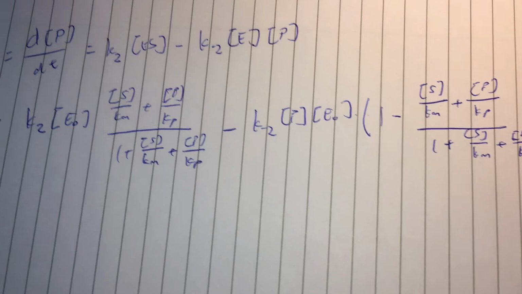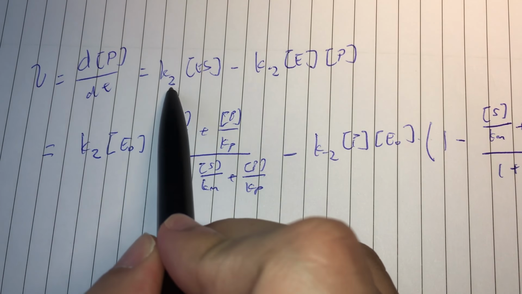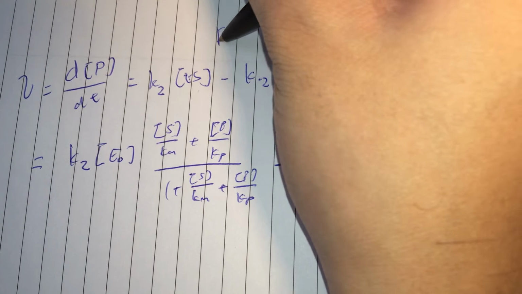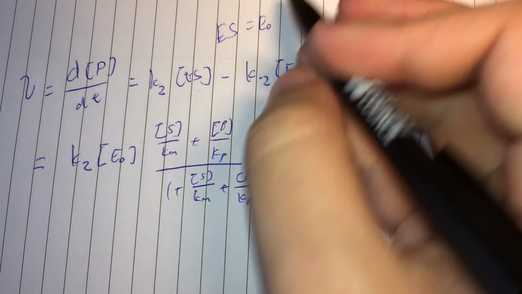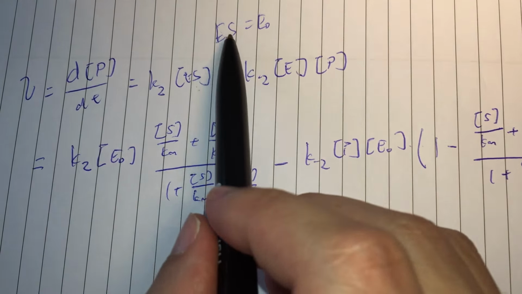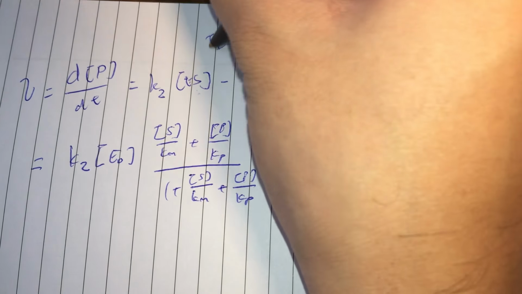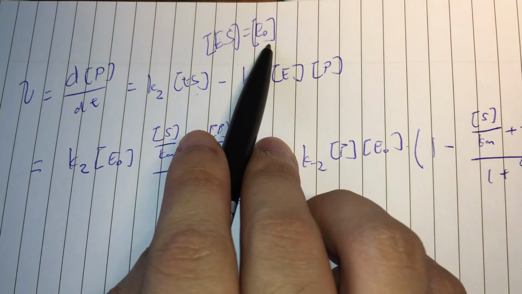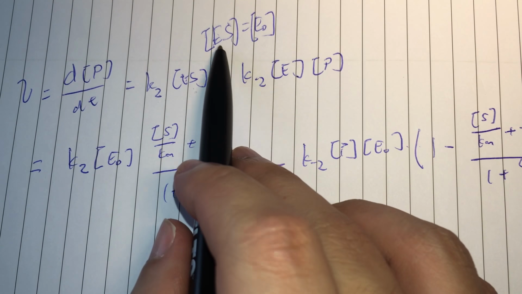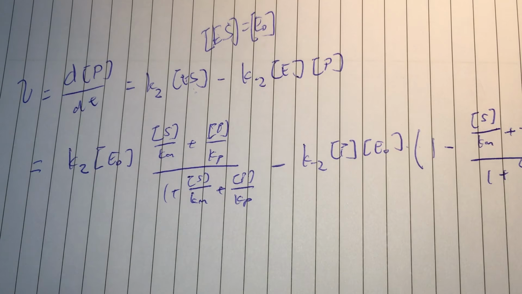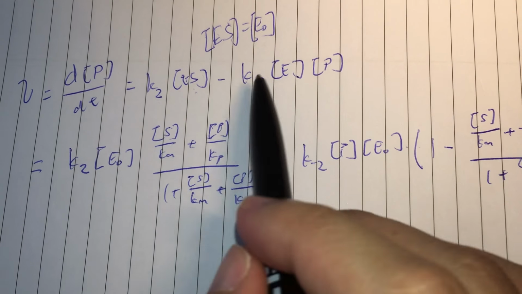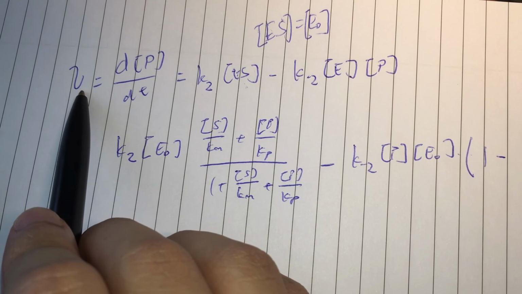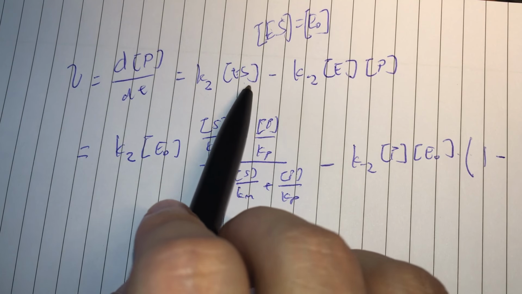Anyway, I'd like you to notice something. K2 into ES is the rate. When ES equals E naught, that is the maximum rate of this. So what does this mean? The concentration of ES equals the concentration of E naught, which is the total concentration of enzyme. If all of it is forming this enzyme-substrate complex, that means the rate here is the maximum rate. So V will become the Vmax.